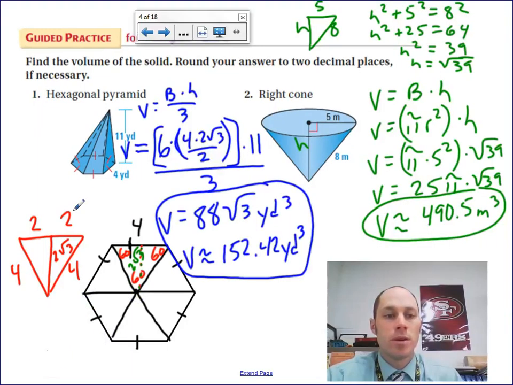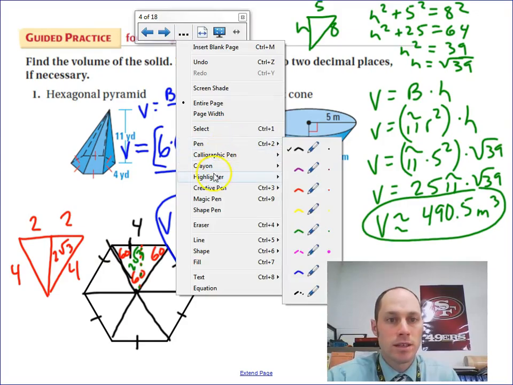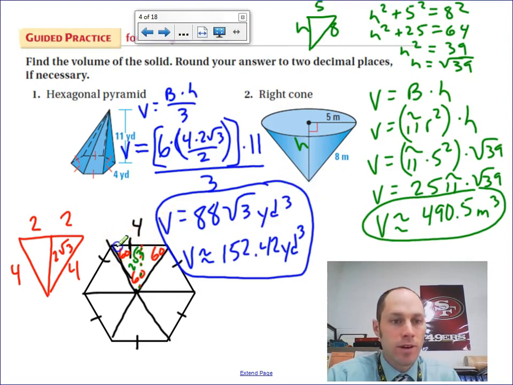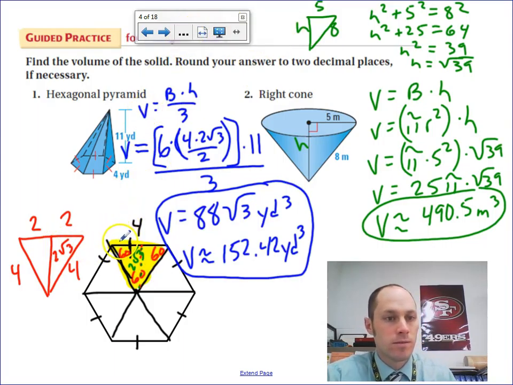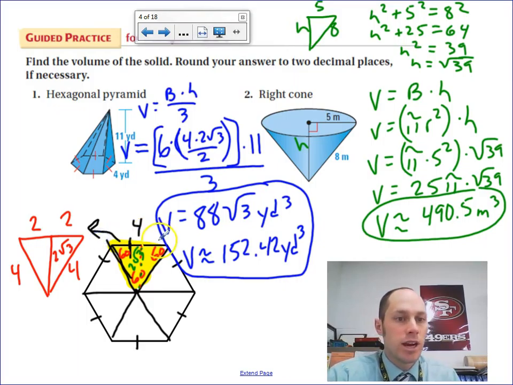Okay, so we've got to do a little bit of work to figure out this hexagonal pyramid. So if we take a look at this hexagonal pyramid, I can break it up into equilateral triangles, and they're 60 degrees each. So if I take a look at this triangle, let's just highlight this area here. If I take this triangle here and move it outside, I know that each side will be 4.